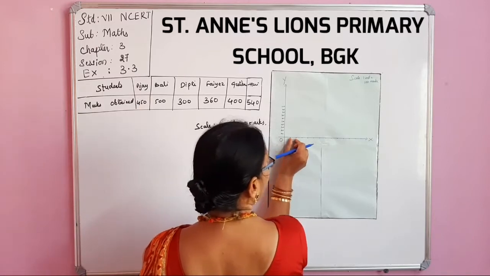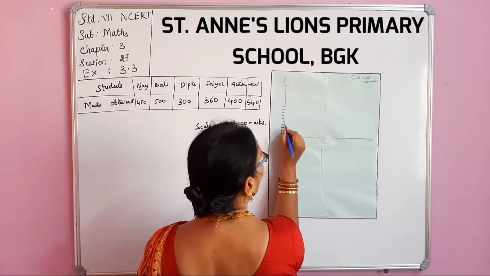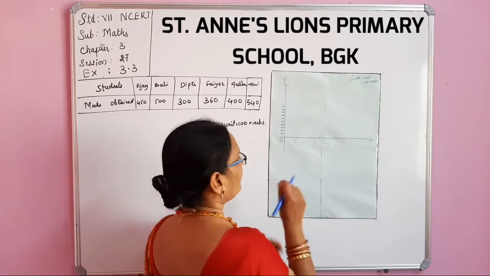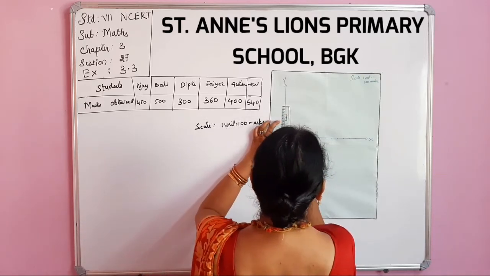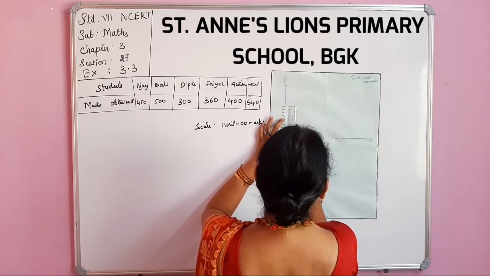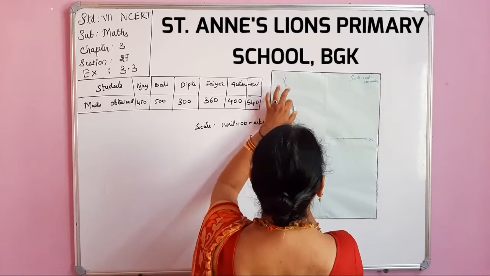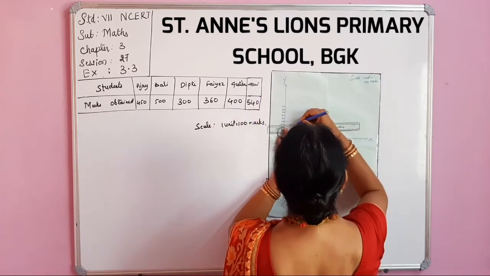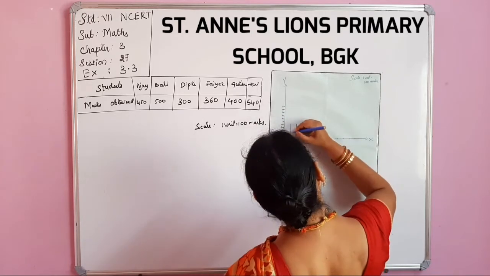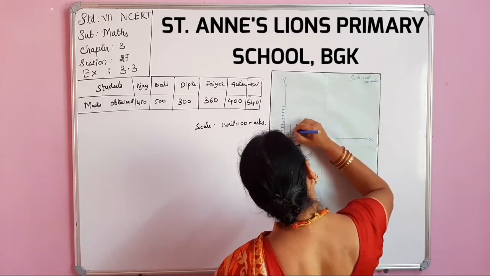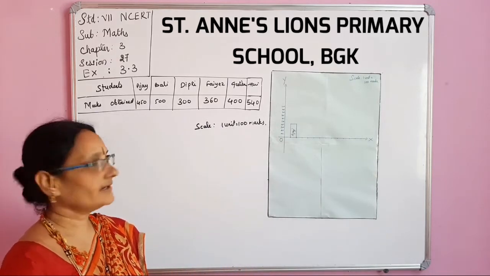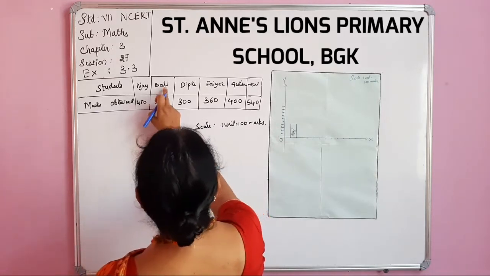First box is for Ajay. 450, see here. This is 400 and this one small line inside is 450. Up to there we have to draw this box. See, this is Ajay. Okay, inside you can write it here, Ajay. See, okay. Next is Bali.